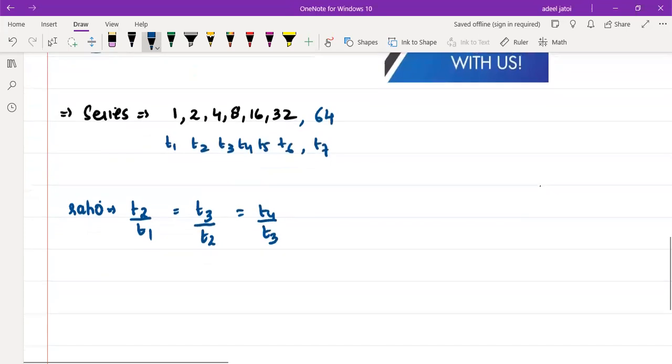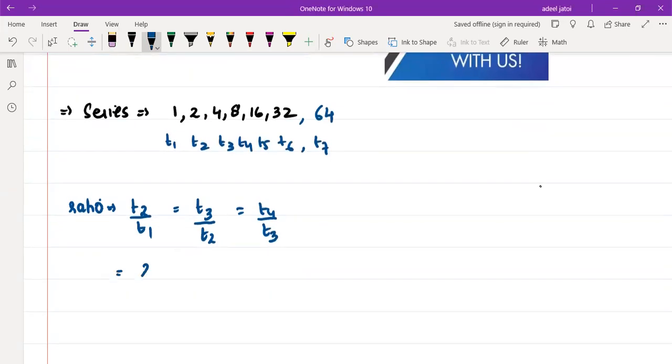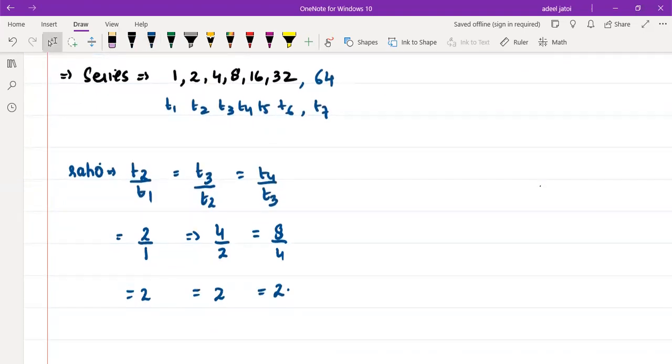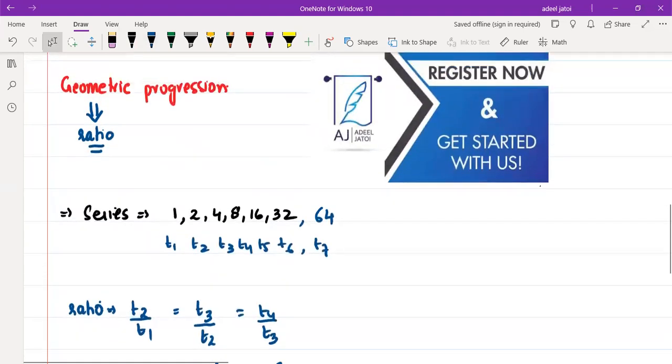That means if I say 2 divided by 1, we end up having 2. Even if we have 4 divided by 2, we will end up having 2. If we have 8 divided by 4, we will have the ratio as 2. So the ratio will remain the same in all circumstances whenever we do geometric progression.